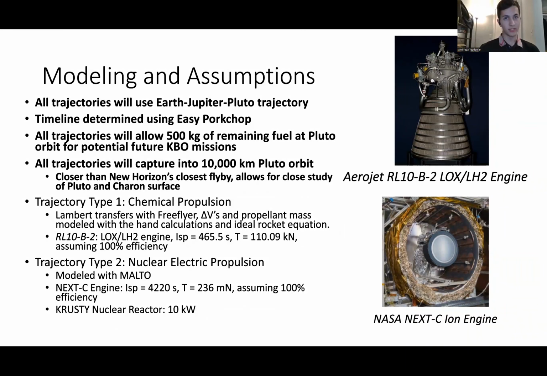For our chemical propulsion trajectory, we modeled the Lambert transfer using Free Flyer and calculated delta V's and propellant mass using hand calculations. We have chosen our chemical propulsion method to be the Aerojet RL-10B2 liquid hydrogen liquid oxygen rocket engine, which has high thrust but low specific impulse relative to our nuclear electric propulsion method, which was modeled through Malta. Our nuclear electric propulsion method is the NEXT xenon ion engine, which has a high specific impulse but a very low thrust. This engine will be powered by a 10 kilowatt Kilopower KRUSTY nuclear reactor. As you can see, these two methods juxtapose each other. Next slide, please.